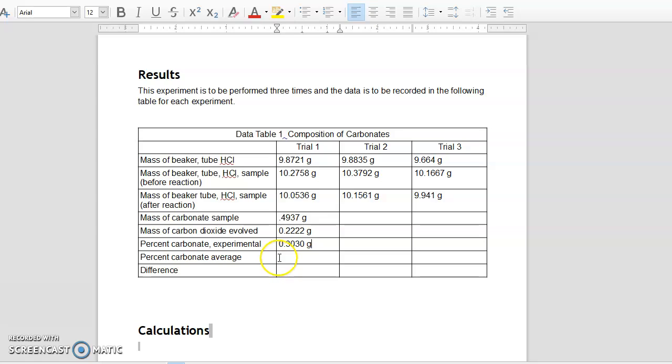Okay, what's your percent carbonate average? Okay, so what you're doing here is you're taking this number right here and you're dividing it by your carbonate sample, right? And then you're multiplying that by 100%. So your percent carbonate is this number divided by the mass of the entire sample times 100. And so that is going to be 61.35%. Okay?